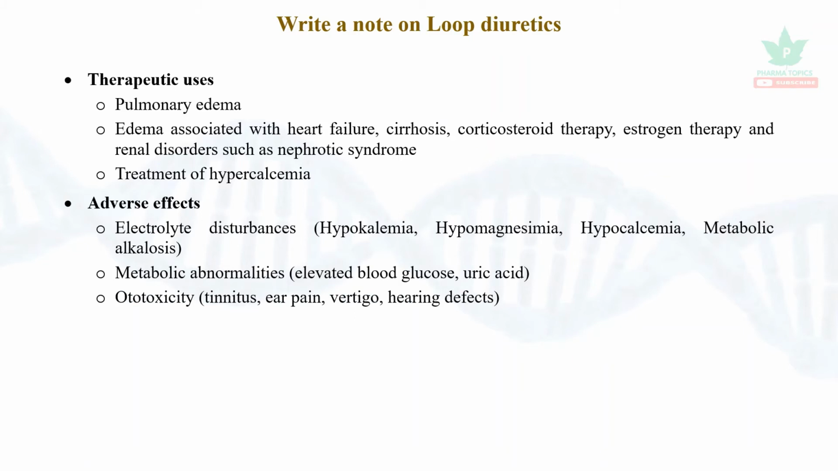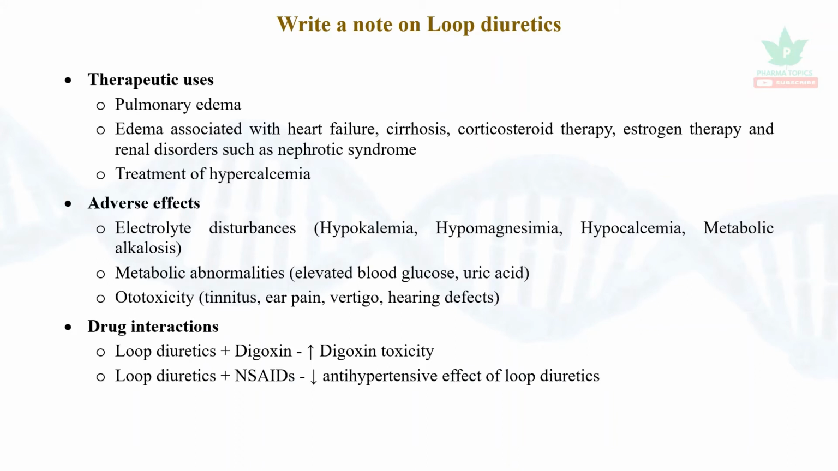Ototoxicity is common with the loop diuretics. They are tinnitus, ear pain, vertigo, and hearing defects. Drug interactions, loop diuretics increase the digoxin toxicity. Loop diuretics, when they are combined with NSAIDs, it reduces the antihypertensive effect of loop diuretics. They increase the lithium toxicity.